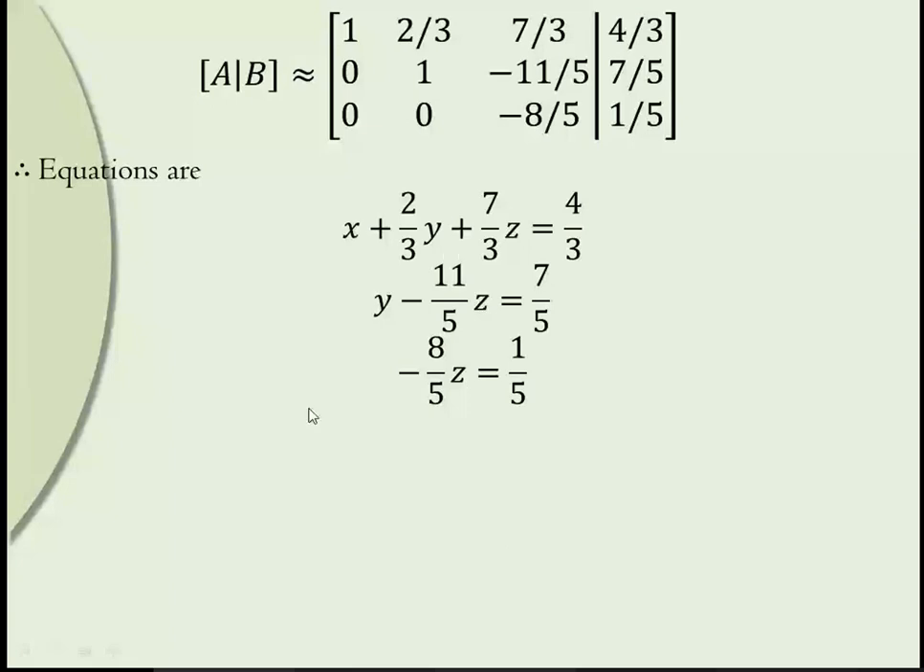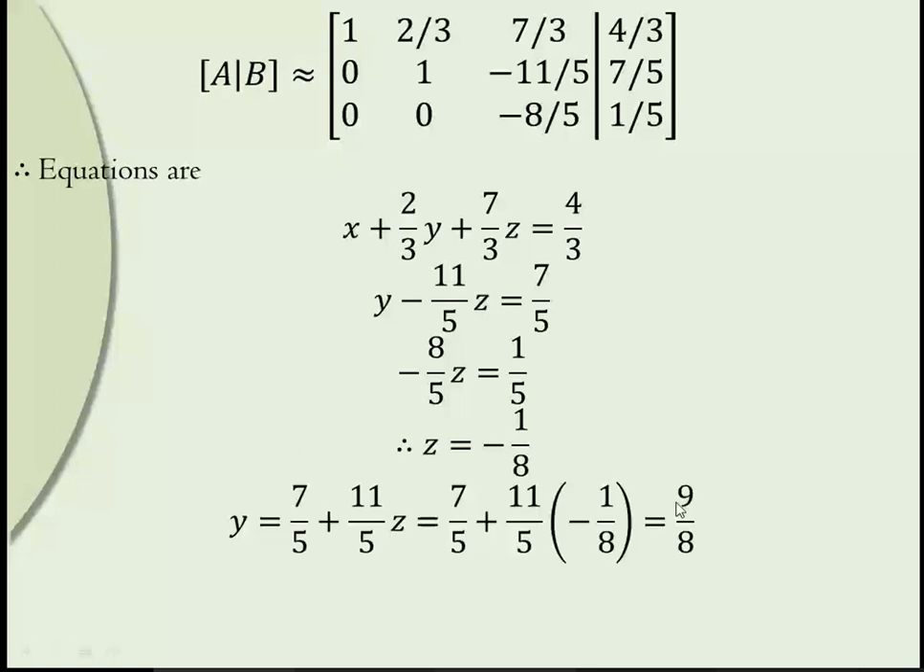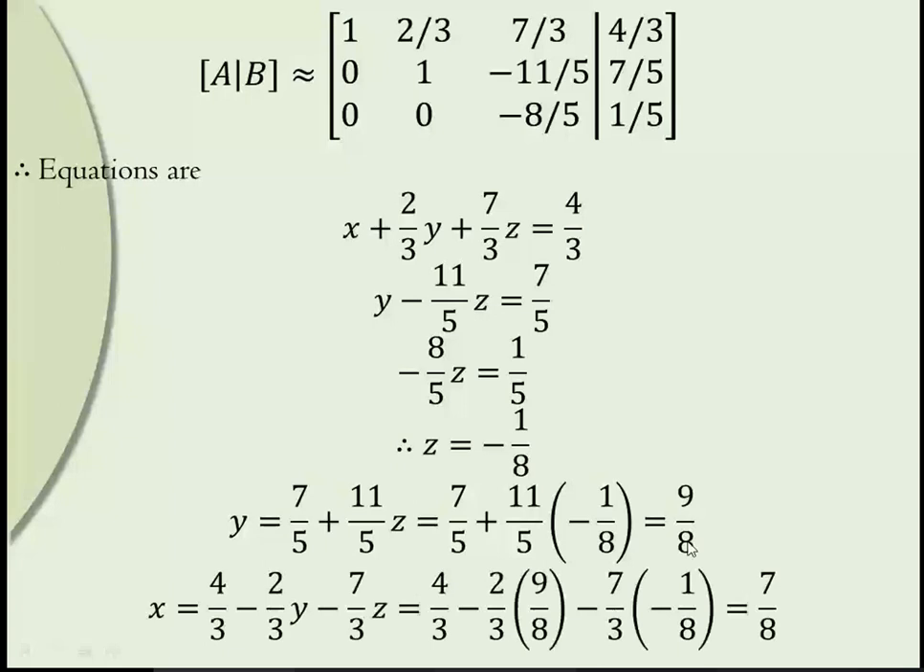Okay, so z is minus 1 by 8. y will be 7 by 5 plus 11 by 5 z. That comes out to be 9 by 8. And x will be 4 by 3 minus 2 by 3y minus 7 by 3 z. Put these y and z over here. That gives us the answer x equal to 7 by 8. Okay, so these are the answer. x is 7 by 8, y is 9 by 8, z is minus 1 by 8.